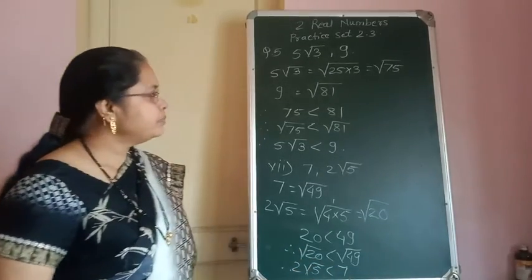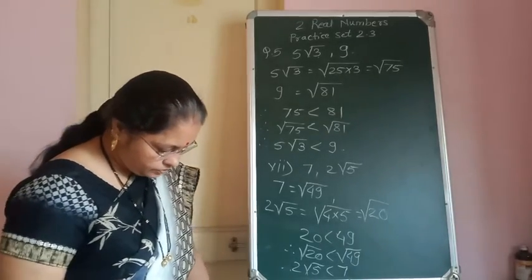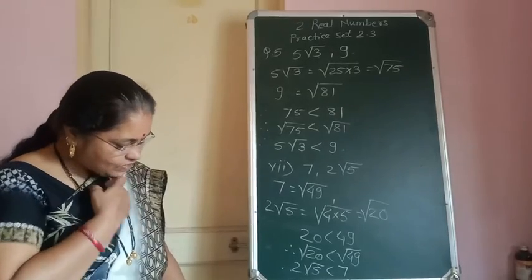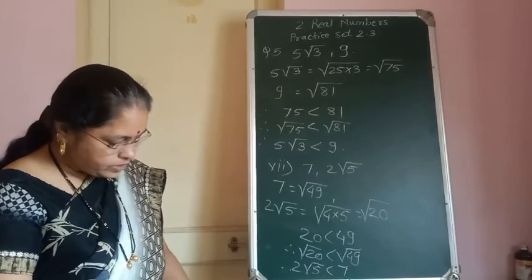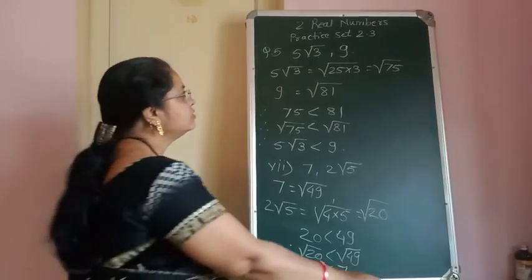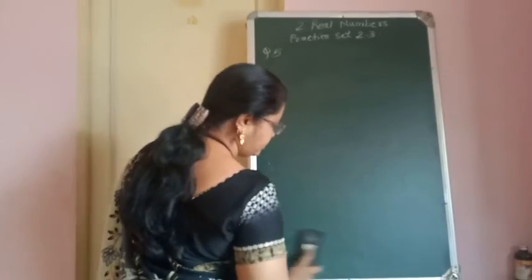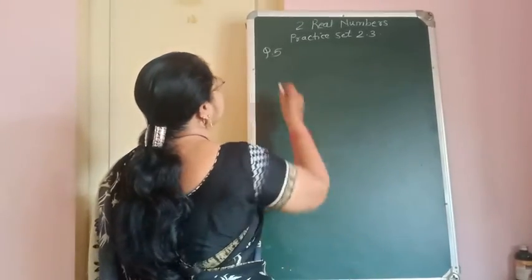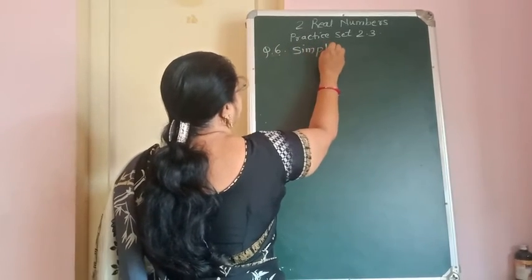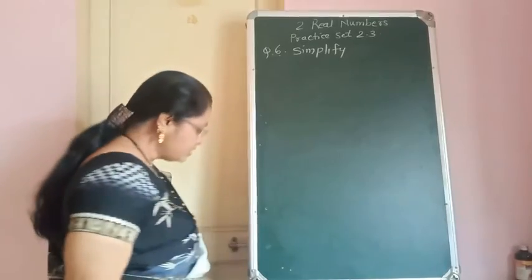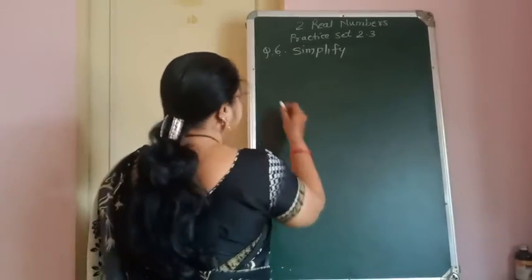Remaining example in 5th question we have to solve as homework. In 6th question we have to simplify the given surds. See, question number 6, simplify. First question is 5 root 3 plus 8 root 3.